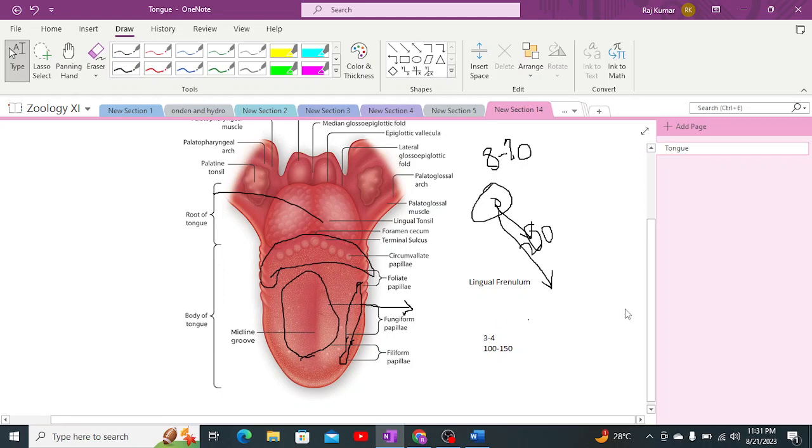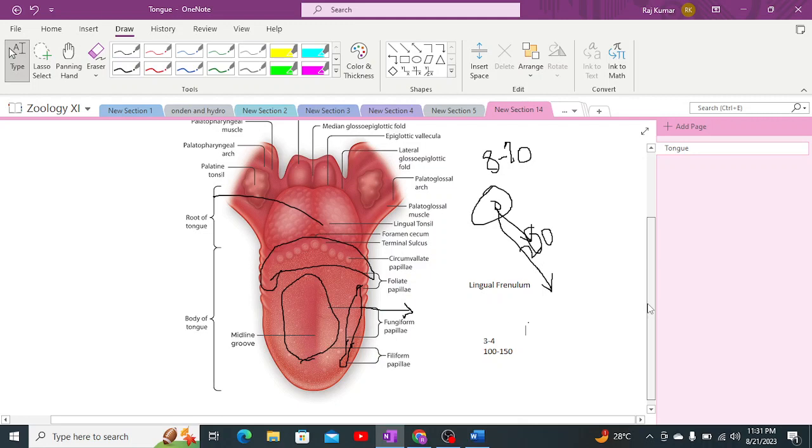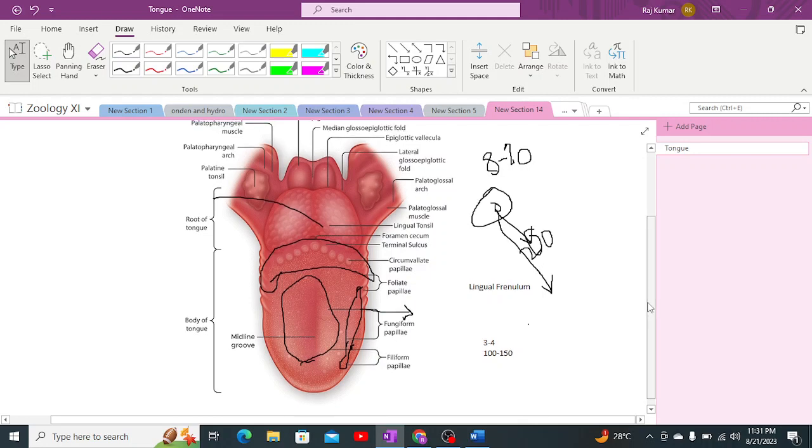After which you're having a fourth type of papillae which is not present in adults, but it is present in children. This type of papillae is known as foliate papillae. Foliate papillae are present on the posterior sides, and these are present in the largest quantity in the whole tongue.